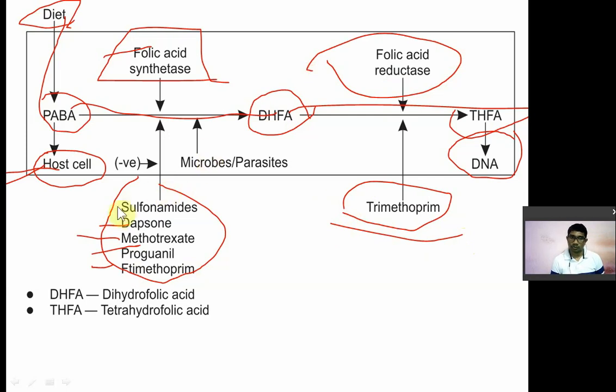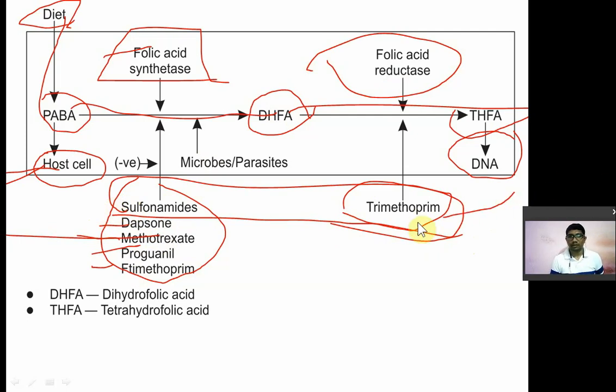Now if you combine the sulfonamides and trimethoprim together... If you use sulfonamide individually, bacteria may develop resistance. Okay, already a lot of bacteria have developed resistance. If you use trimethoprim separately, they develop resistance. But when you combine trimethoprim with the sulfonamides, because of the sequential block of folic acid synthesis in the bacterial cell, these two drugs, particularly sulfamethoxazole and trimethoprim, together are known as cotrimoxazole.